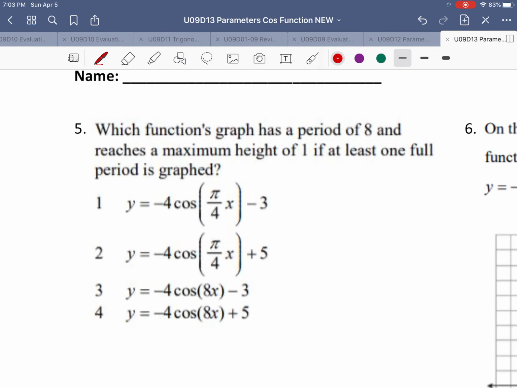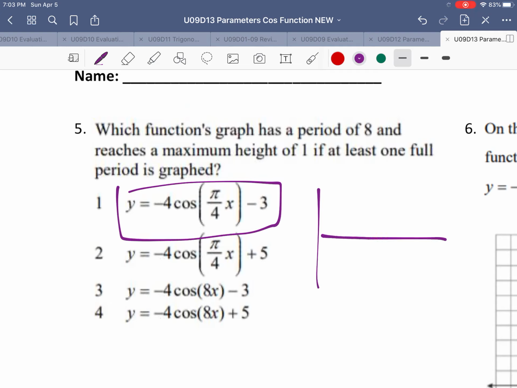So problem 5, which function's graph has a period of 8 and reaches a maximum height of 1 if at least one full period is graphed? So in other words, obviously you don't reach your maximum if you don't graph the entire period. But this graph, the first one here, let's just take a look at what it would look like. Well, the middle of the graph is at -3, because that's the midline.